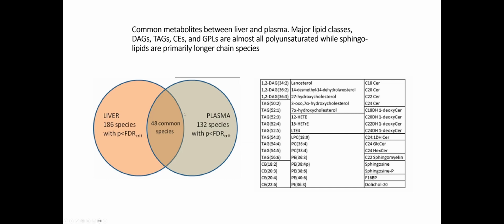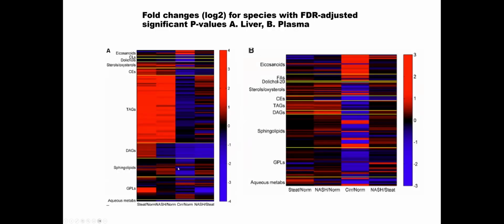So we identified, in fact, 48 common species between liver and plasma. I'm highlighting most of them here. And these species were really highly correlated between plasma and liver, and the liver across these different 4 conditions that I highlighted. If you look at the heat map of these different conditions, for example, steatosis compared to normal, NASH compared to normal, cirrhosis compared to normal, NASH compared to steatosis, you can already see differential regulation of different metabolites represented in the heat map format. Of course, we can do statistics and quantify these things.